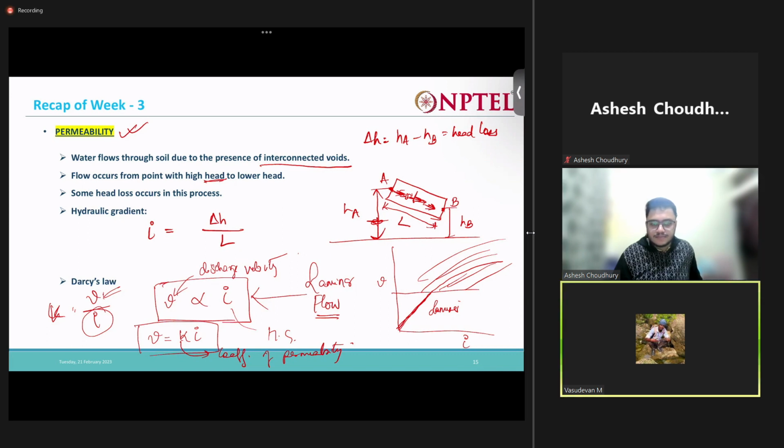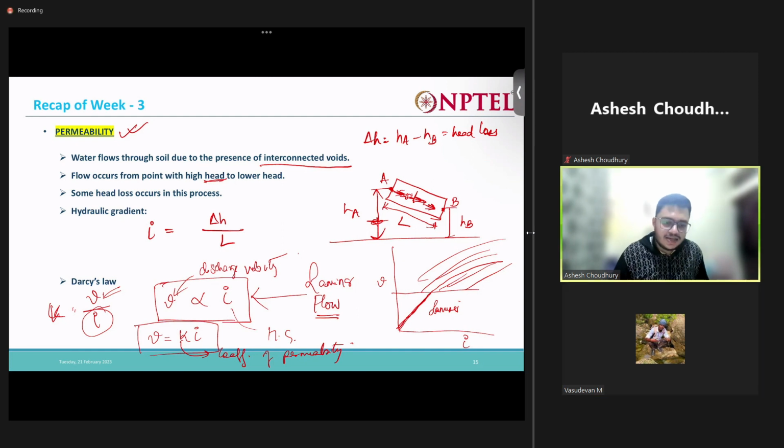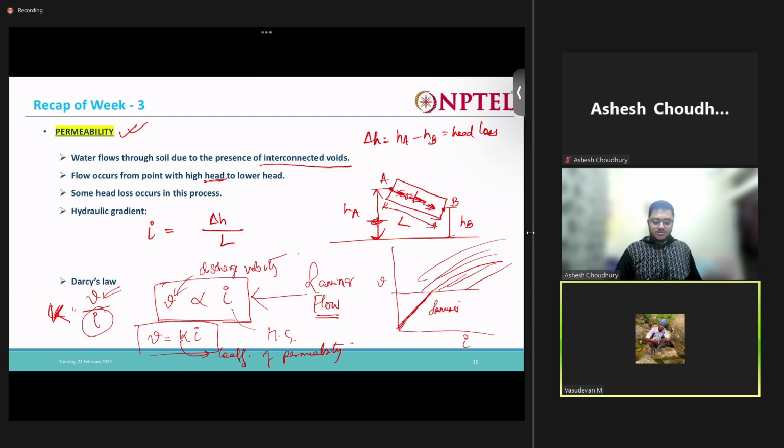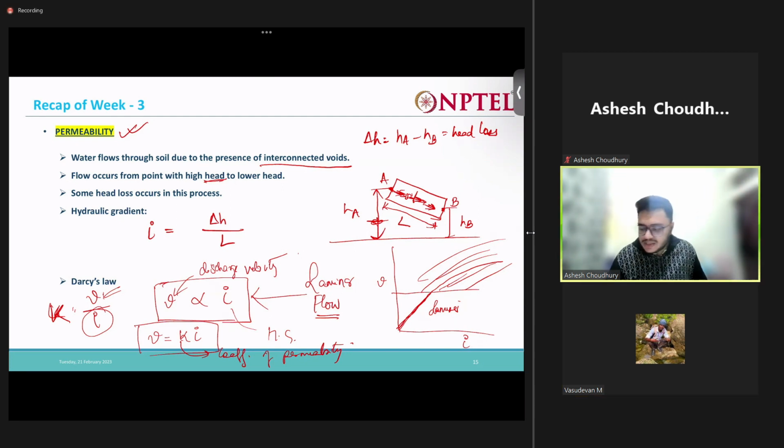Hydraulic gradient doesn't have any unit, right? It's length by length, unitless, it's a gradient. So what will be the unit of my coefficient of permeability? Centimeter per second or meter per second, same as that of the velocity. Correct. So it's generally represented in terms of centimeter per second. That is the unit of permeability.